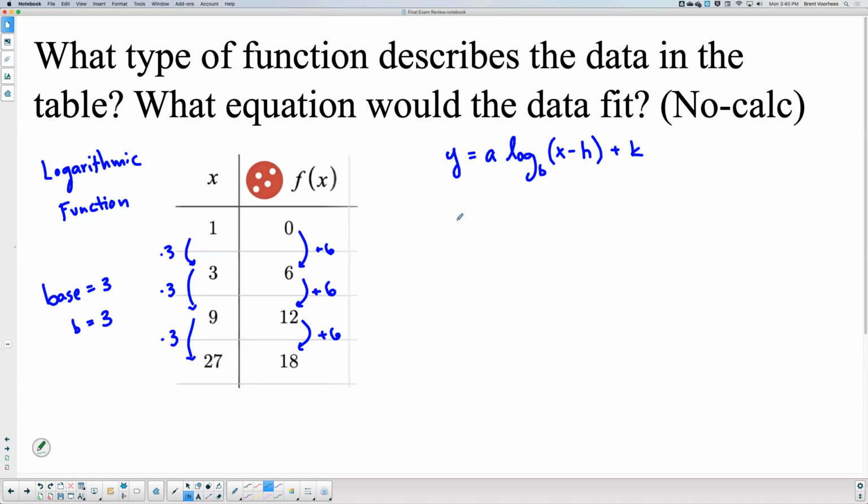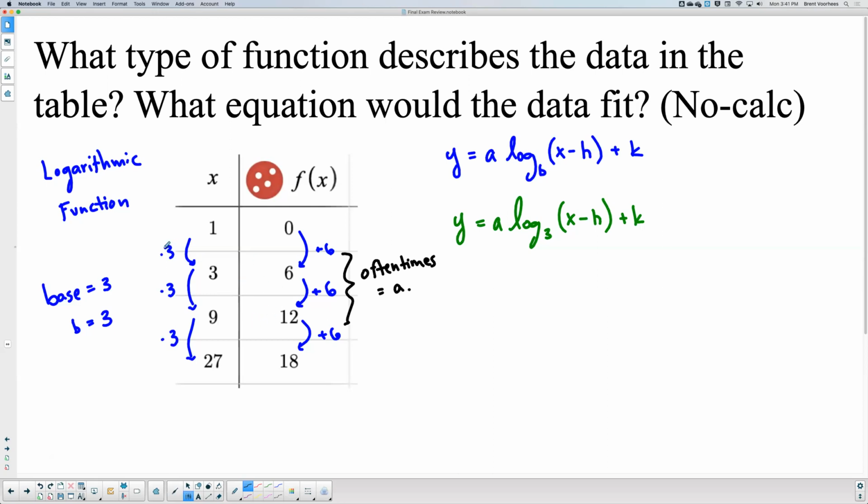So for the formula, I'm going to substitute b equals 3. So here's what I can do right off the bat. I know I'm going to have y equals a log base 3 of x minus h plus k. That part I know is true. Oftentimes, this will become a. Not always, but oftentimes, without a transformation, this becomes the a. Doesn't mean it always is true, but if you're running out of time, just guess that's a. That's what I would tell you. Guess that's a.